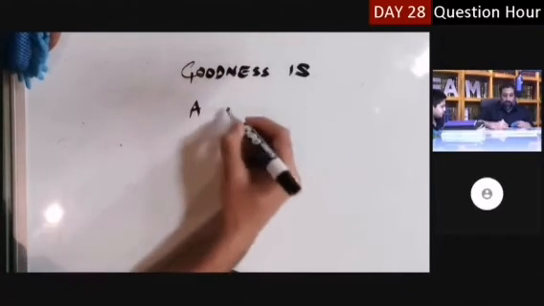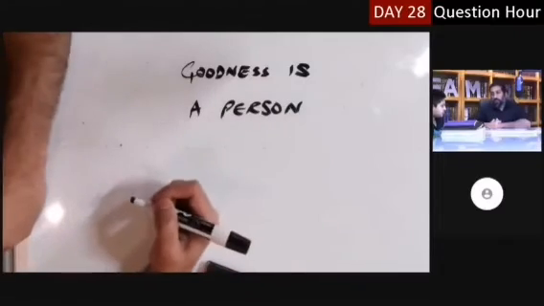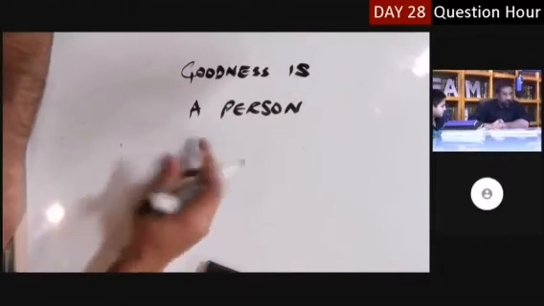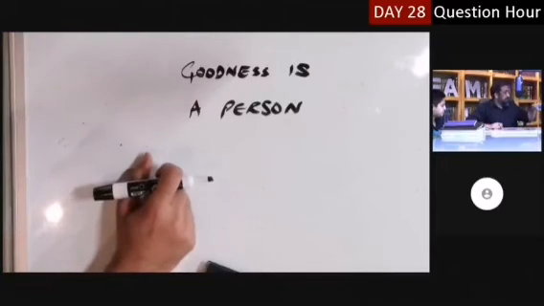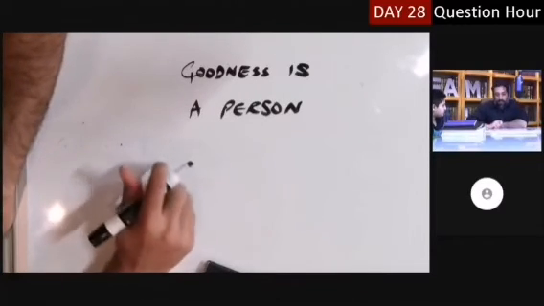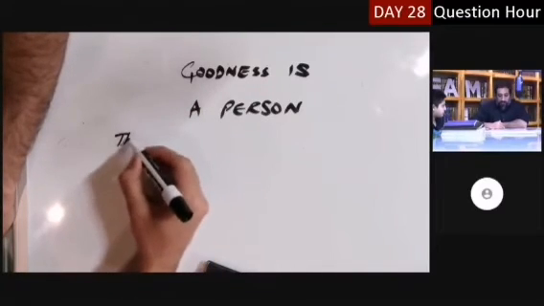Goodness is a person. The one, someone who believed in Allah. Goodness is a person. And then it keeps going on to describe that. This is the Quran's way of saying that the idea is so big.